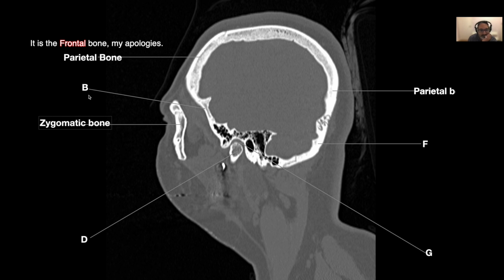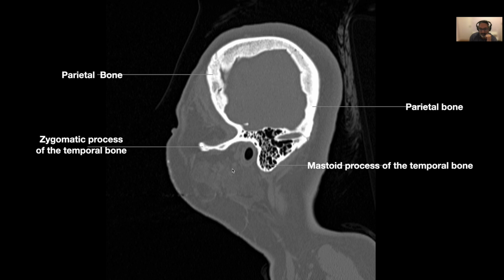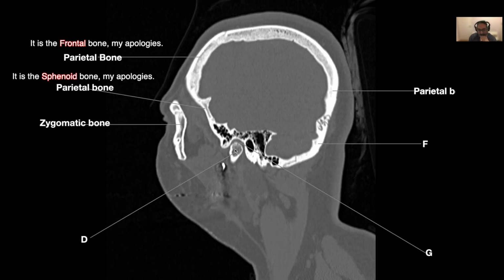Personally, I think B might still be the parietal bone. I think that's all parietal bone. So I'll put parietal for B. No, D is not the mastoid process. The mastoid process was in the previous slide. So that is the mastoid process. But now we've got a bit deeper. And so we've got a little new bone coming out that will go this way. And that's a joint, as a matter of fact. It's the same joint that you had previously.